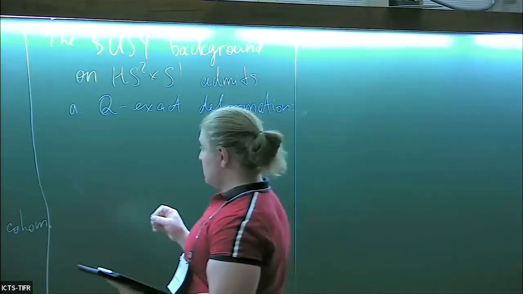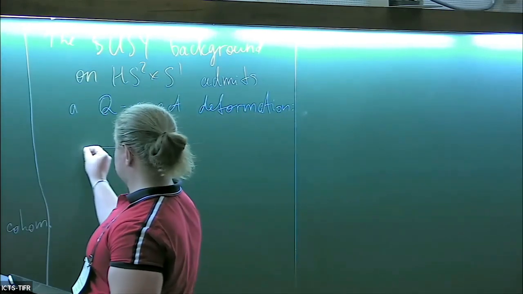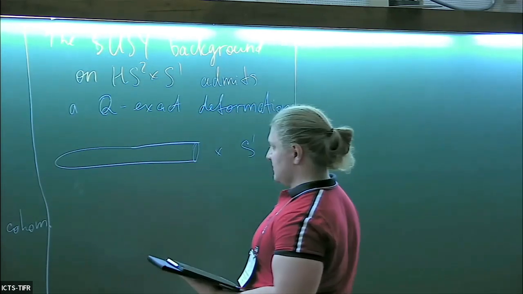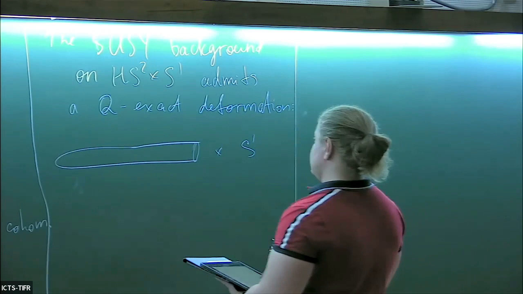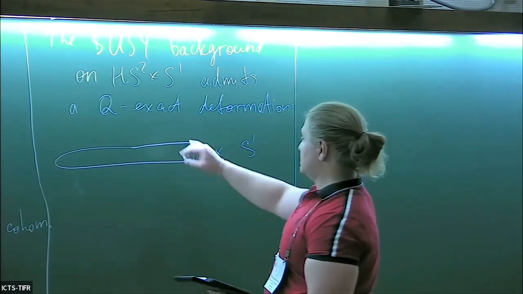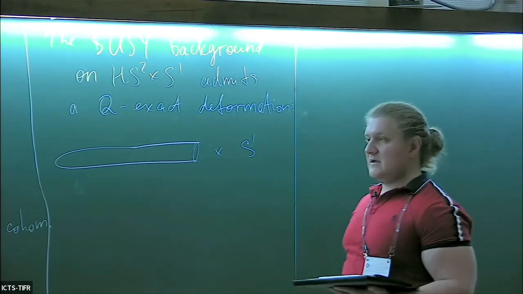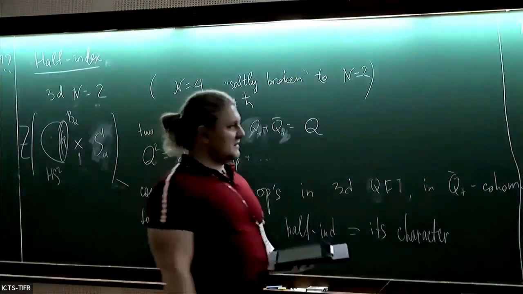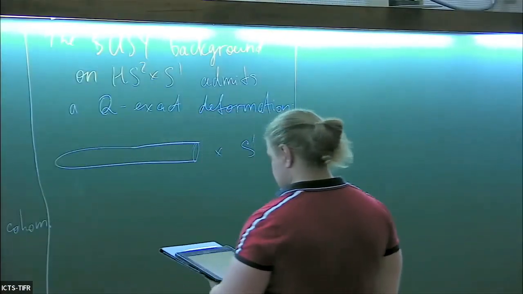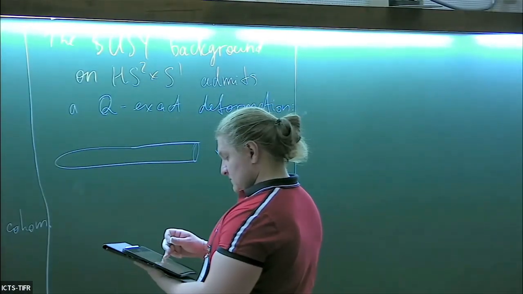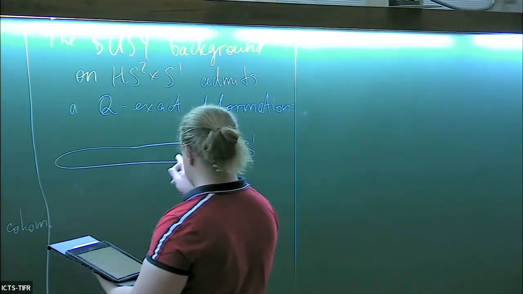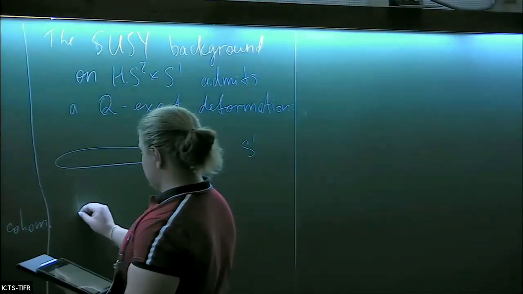where you extend the hemisphere into a long cigar and you keep the circle. Well, the words Q-exact deformation mean that basically the partition function, so the half index, doesn't change as you perform this deformation. But once you perform this deformation, and so to be more explicit, I am going to write the metric.